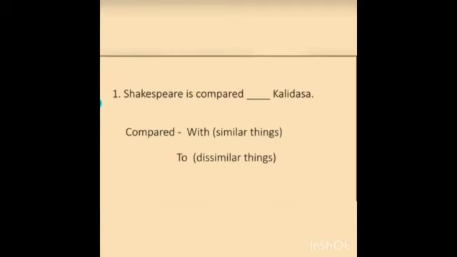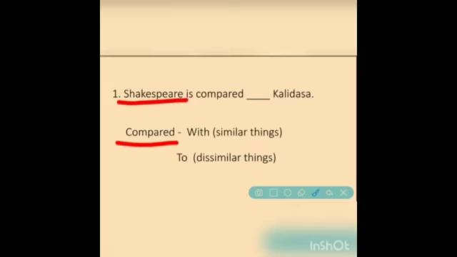So the first question is, Shakespeare is compared dash Kalidas. Here the word used is compared. Compared is followed by either with or to. You just have to see which preposition will come in the blank. Whenever we are comparing two similar things, similar people, similar concepts, then we use with. And when we are comparing two dissimilar things, dissimilar people, dissimilar concepts, then we use to.